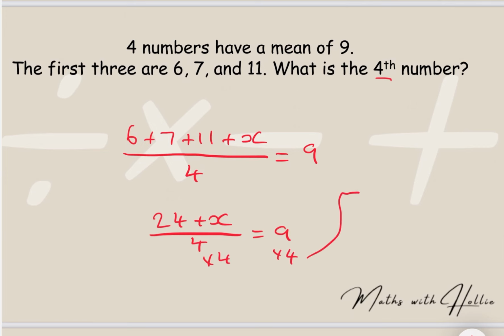So I'm just going to go up here. So 24 plus x is going to be 36. So now it should be nice and easy. x is going to be 12. So that missing number is 12. And you can go and test it by trying to put 12 back in. So if you add them all together, it is 36. 36 divided by 4 is 9. Okay, so a little bit of a different question.